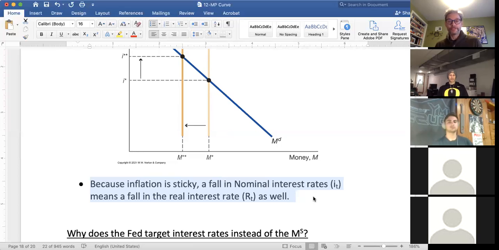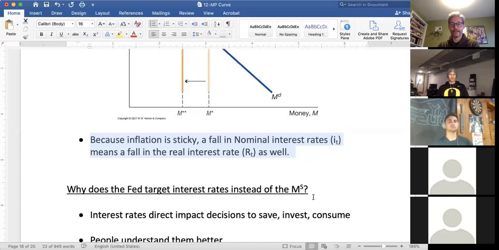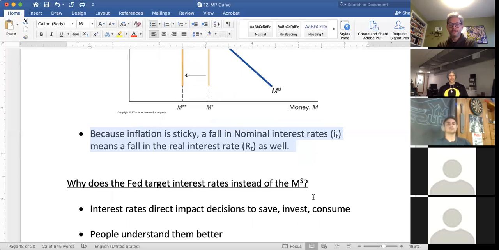So monetary policy can be thought of in terms of changes in the money supply or changes in interest rates. Why does the Fed tend to focus on changes in interest rates? Well, interest rates more directly impact the decisions that most of us make on a daily basis, such as savings and investment and consuming.